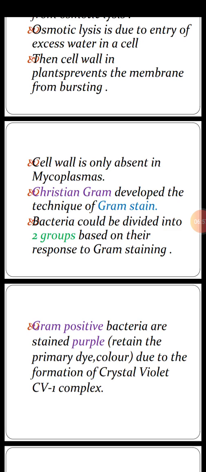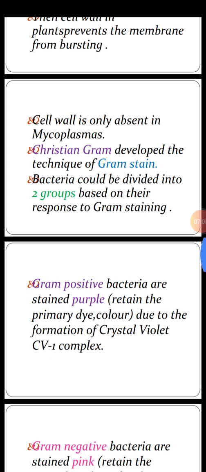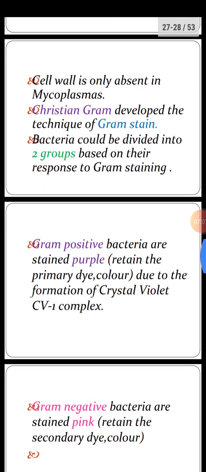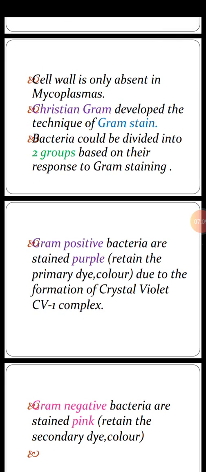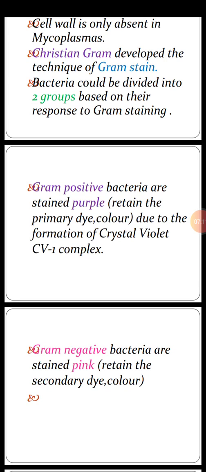Hans Christian Gram was a scientist and he developed the technique of Gram staining. According to this, bacteria could be divided into two groups based on their response to Gram stains. These are gram-positive bacteria and gram-negative bacteria.